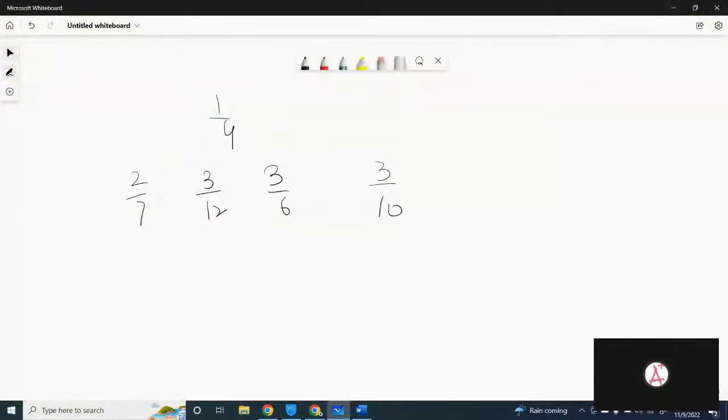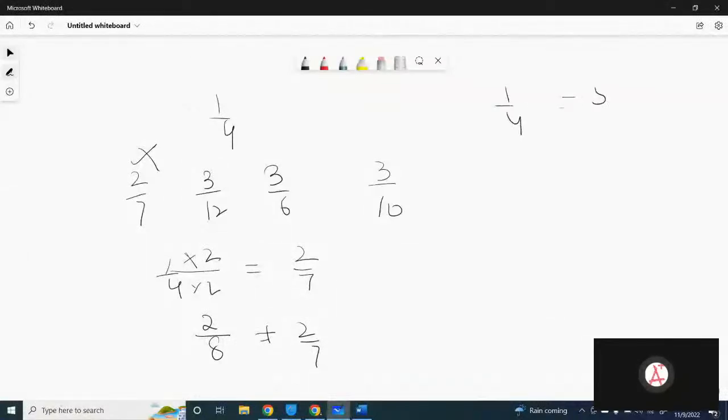Okay, let's start with 2 by 7. You have to multiply numerator and denominator with the same number. Here you have 2. So 1 times 2 and 4 times 2. 1 times 2 is 2 and 4 times 2 is 8. So that means they are not equivalent. Got it? That's for the first one. They are not equivalent. Let's check for the second one.